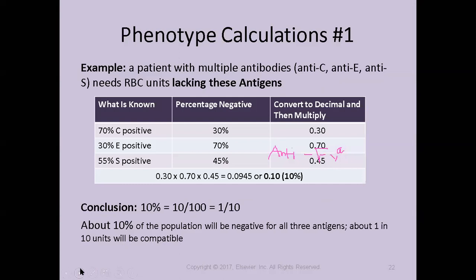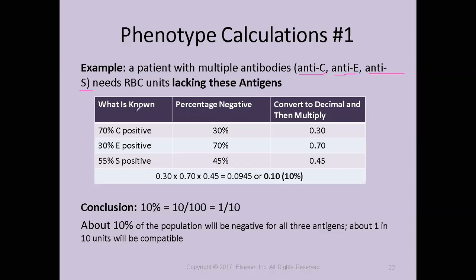So here's an example. We have a patient with multiple antibodies. They have an anti-C, an anti-E, and an anti-S. And so basically, when we know this patient has these 3 antibodies, we want to provide them with red cells that are negative, that lack these antigens. Okay? So what do we need to do?